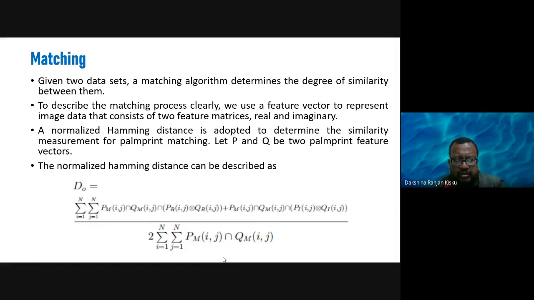So that means when the normalized Hamming distance is close to zero, it is a good match. So that means the two palmprint images P and Q are found to be equal. Now we can conclude that these two images are obtained from the same person. Otherwise, when the normalized Hamming distance is close to 1, then we can conclude that P and Q are obtained from two different persons. Okay, so they are not the same person from whom the two palmprint images are obtained.